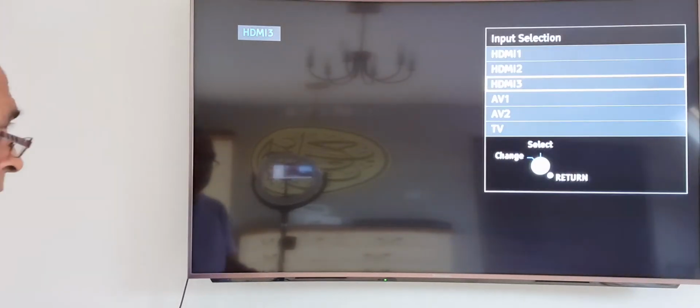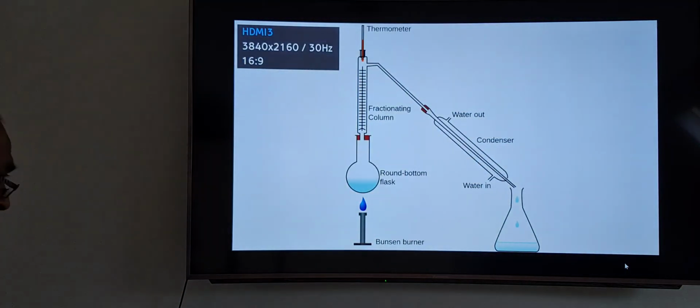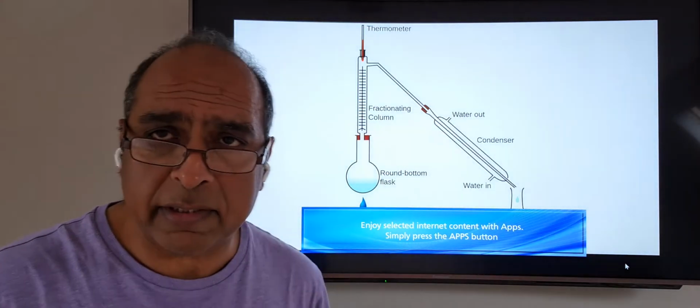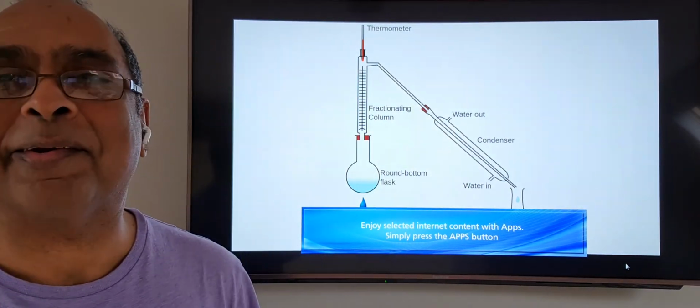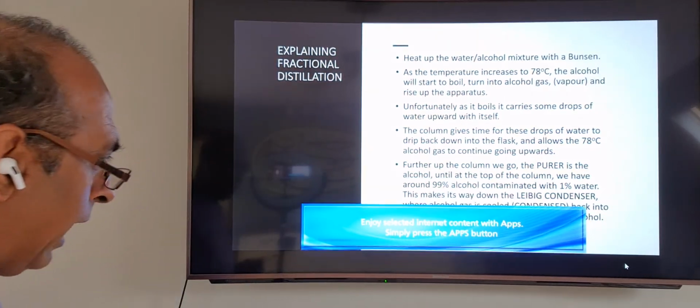Oh, my TV going off. I don't know why. Let me just get that back. I think it was my computer going off. Okay, so my computer went off, my TV went off. I'm sorry. Let's just carry on to the explanation.